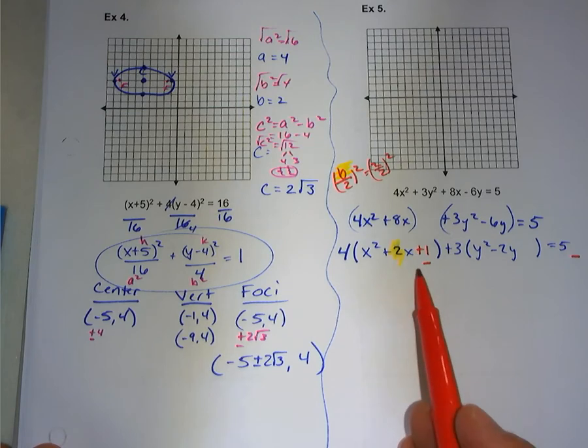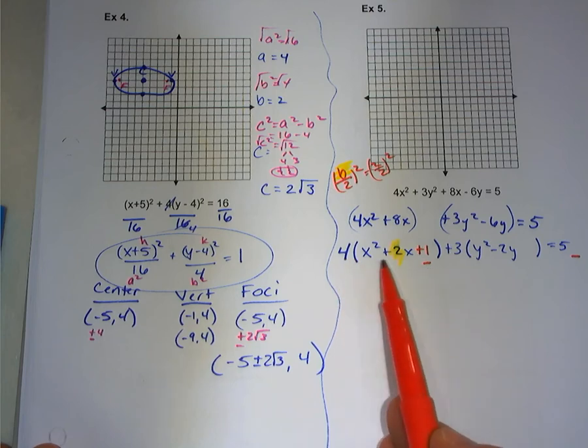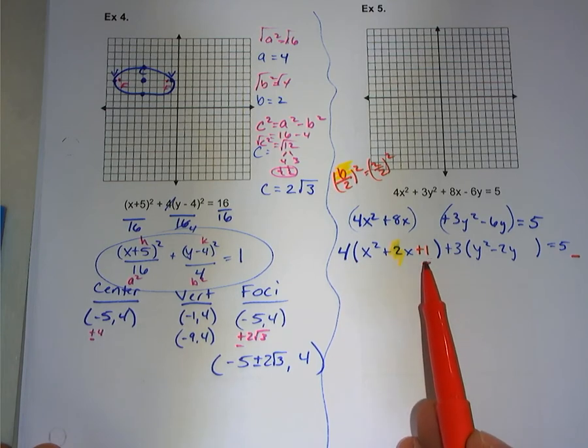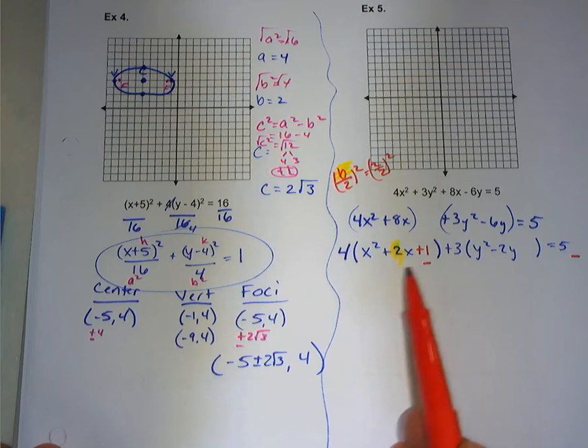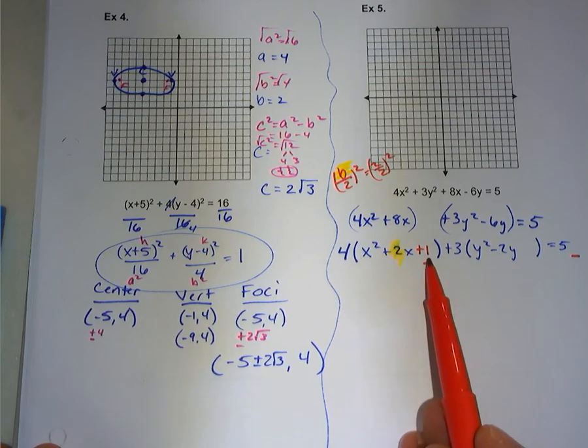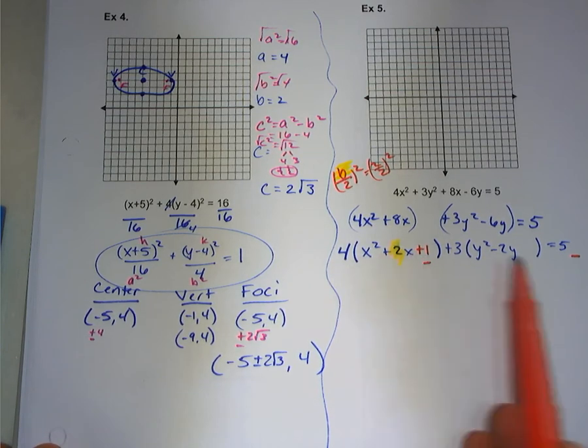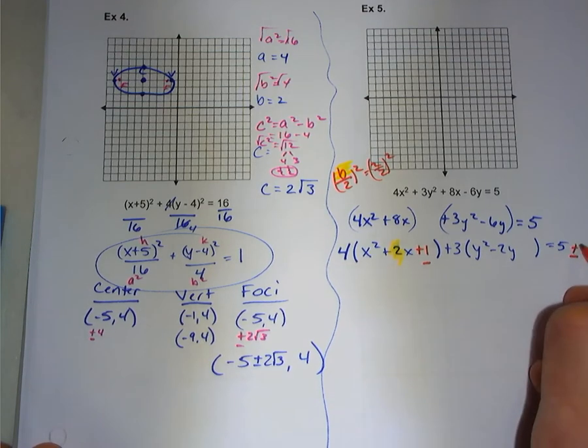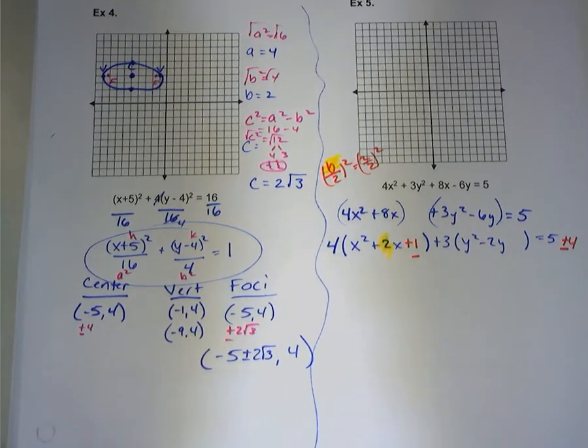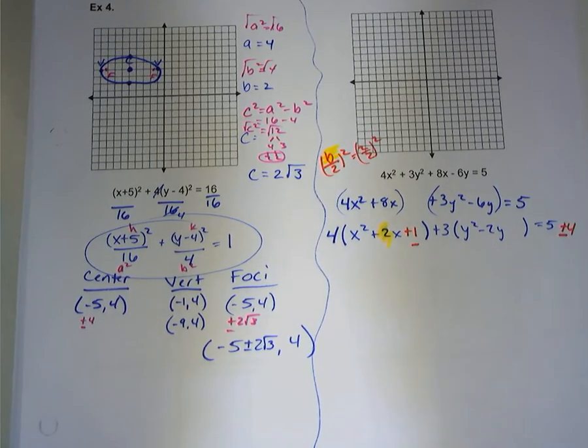What did you really add over here? What would happen if I was to distribute back? What would you get? You would get 4, right? So if I was to distribute back, this would be 4 times 1, which is, whoa, 4. You really added 4 to that side. So you got to add it to this side to keep it equal.